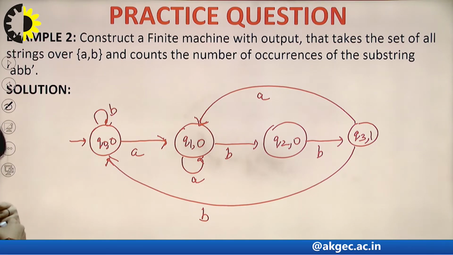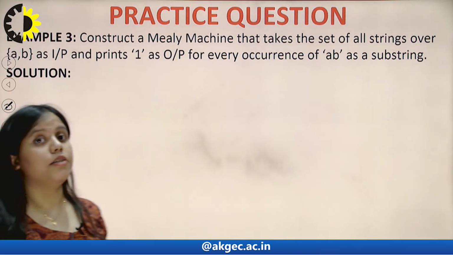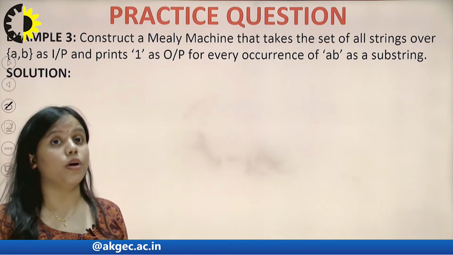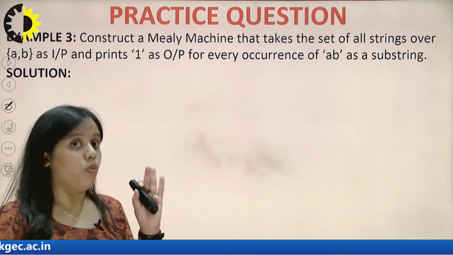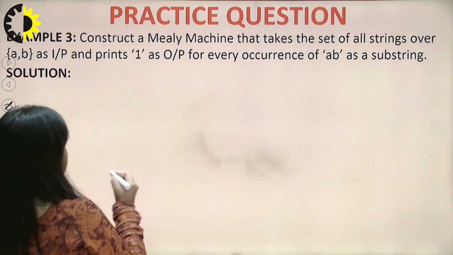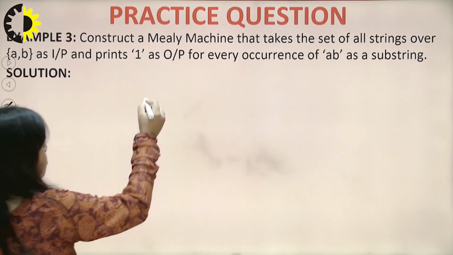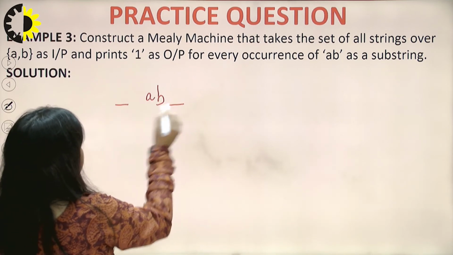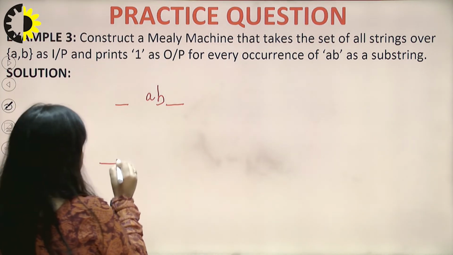Okay, then construct a Mealy machine that takes a set of strings over a, b as input and prints 1 as output for every occurrence of ab as a substring. So prints 1 means this is the output. Now ab as a substring means that ab has to be there, and at the start and at the end it can be anything. So we can draw it this way.